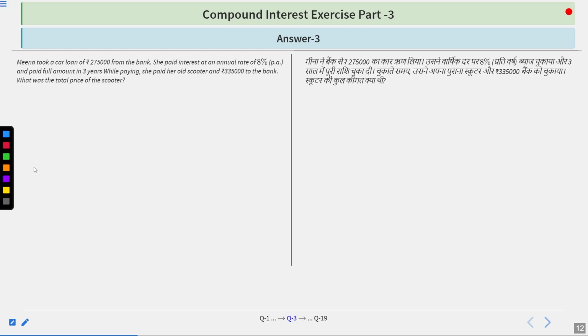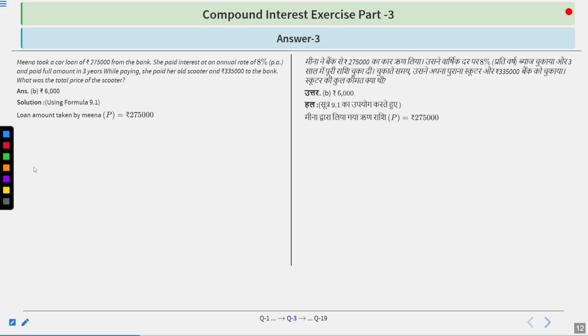So Meena took a loan of 2,75,000 and the rate of interest was 8%, and 3 years is the time taken by her to pay the loan. And she has also paid her scooter and rupees 3,35,000 to the bank. We have to find the price of this scooter. Now the answer to this question is option B rupees 6,000, and we are going to use formula 9.1 to solve this question. So loan amount taken by Meena, that is P, is equal to 2,75,000. Rate was 8% and time, that is n, equal to 3 years.